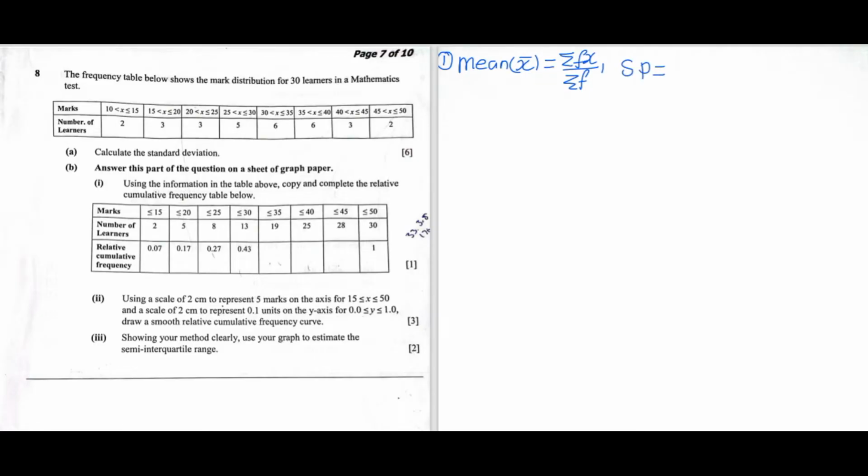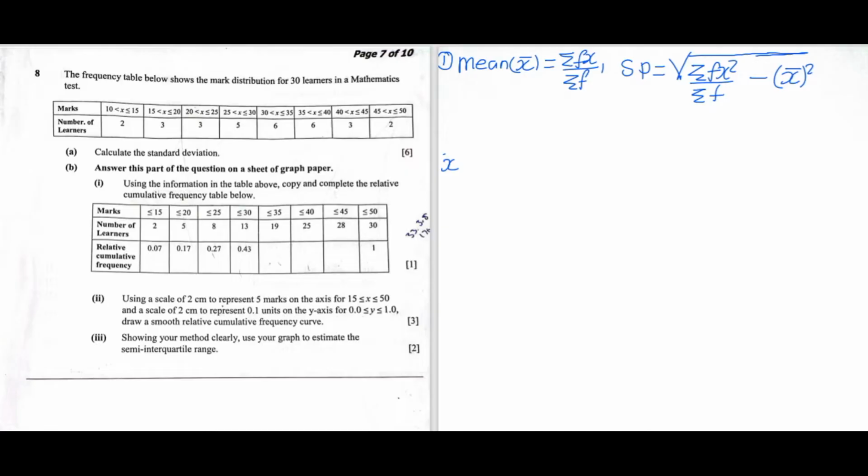We are given most of this formula on the first page of this paper. So we are going to use the formula with the square root of the summation of f x squared over the summation of f, then minus the mean squared. So this is what we are going to use. What is our first step here? We need to find the mean. So let's begin by calculating the mean.